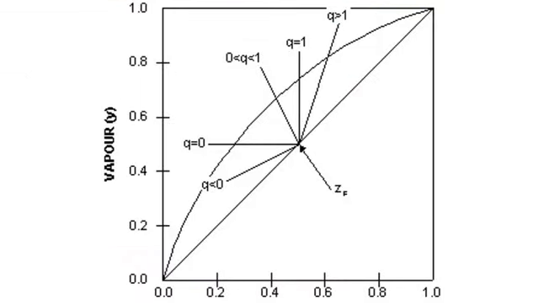In relation to the previous slide, the location of the q line can be determined from various feed conditions. For example, if q is bigger than 1, the liquid is below boiling point. If q is equal to 1, the liquid is at boiling point, while if q is between 0 and 1, it is a mixture of liquid and vapor. And if q is equal to 0, it is a saturated vapor. Lastly, if q is smaller than 0, it is a superheated vapor.